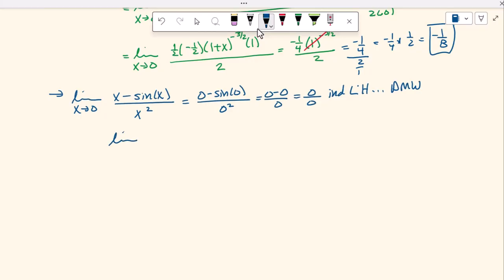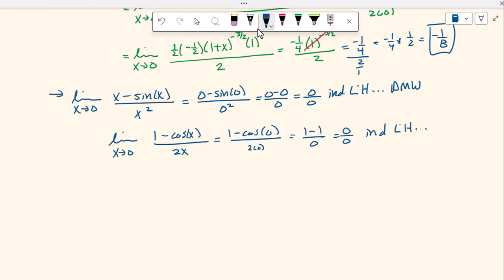So the more work that I'm going to do here is to take a derivative. The derivative of x is 1, the derivative of sine of x is cosine of x, and the derivative of x squared is 2x. So let's go ahead and take that limit again. Cosine of 0 is 1, so I get 0 over 0. This is still indeterminate L'Hopital's, but that's good because if it's still indeterminate L'Hopital's, I can keep using it.